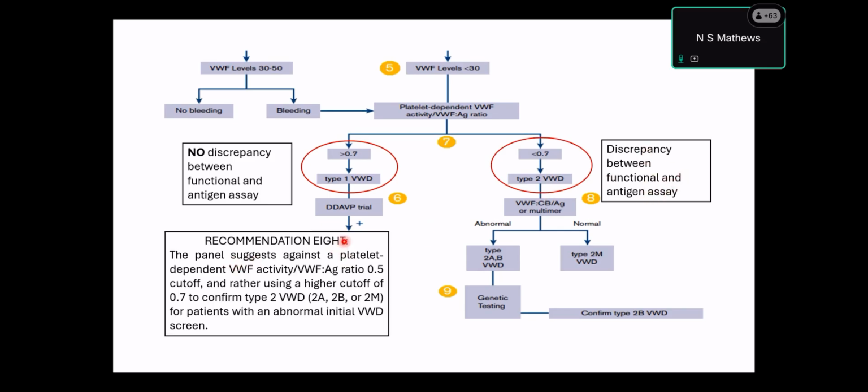The recommendation number 8, there are several recommendations. I'm showing you the relevant one here for our case. The panel suggests against the platelet-dependent activity to antigen ratio cutoff of 0.5 and rather using a cutoff of 0.7 to confirm type 2 1 milligram disease. Now remember, type 1 and type 2 is straightforward. Type 2 has 2A, 2B, 2M, 2N, and so on. So we need to try to subtype as well.